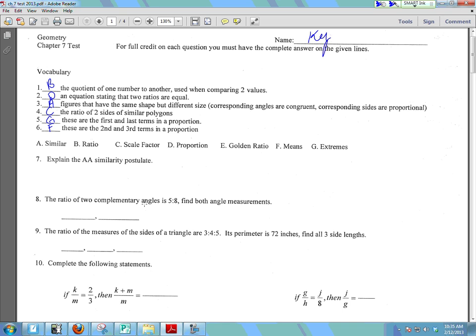Here, number 8, the ratio of two complementary angles is 5 to 8. Find both angle measurements. What this means is that these two angle measurements have been reduced. Okay, we're comparing the two angle measurements. They've been reduced to 5 and 8. We need to find out what amount they've been reduced by.